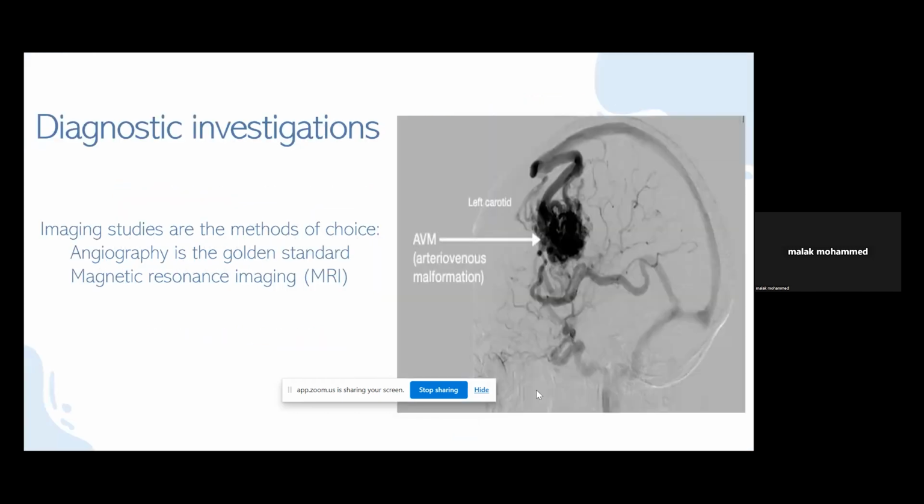So, what are the diagnostic investigations? The gold standard is angiography. While MRI imaging is also very important, and CT is also taken into consideration, MRI and angiography are the first line.